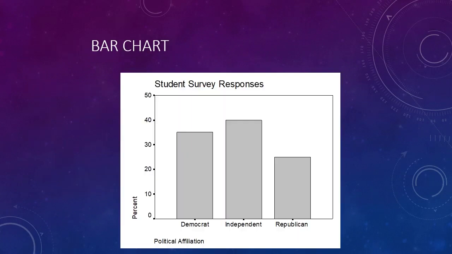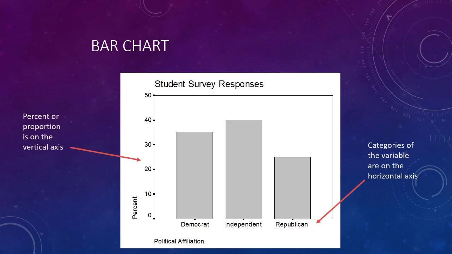Here is a bar chart that illustrates the relative frequency of political affiliation based upon student survey responses. The categories of the variable are on the horizontal axis. The height of a bar indicates the percent or proportion of the responses that place students in one political category. Percent or proportion is on the vertical axis. A glance at this graphical display can convey information about the relative frequency of category membership quicker than studying a frequency distribution table.